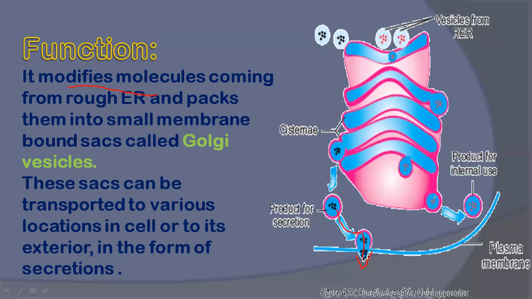Some of the vesicles just move inward inside the cell, and they move into the cytoplasm somewhere for internal use. These sacs can be transported to various locations in the cell as well as to the exterior in the form of excretion. So it does excretion like that.